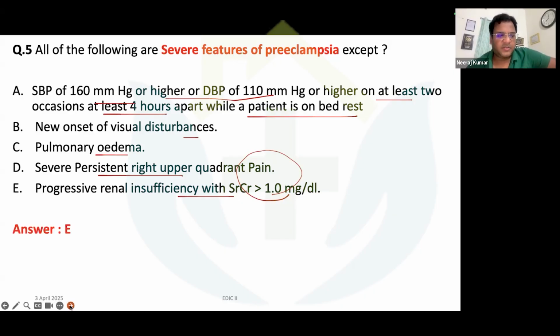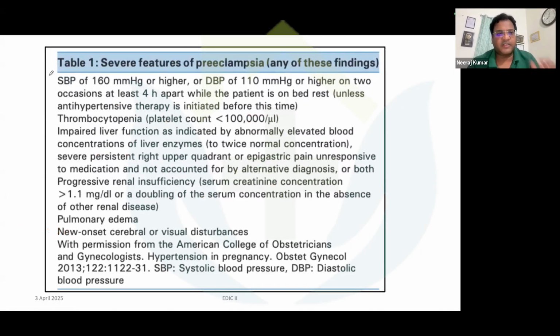Okay, good. So this is the option. Now you see why. This is the first definition, which is almost correct. The second definition is: if the patient has severe persistent right upper quadrant pain or epigastric pain, or progressive renal insufficiency, how will you know that? If your serum creatinine is more than or equal to 1.1 mg/dL, new onset of cerebral or visual disturbances, pulmonary edema, and these are a few findings. And then thrombocytopenia less than 1 lakh.